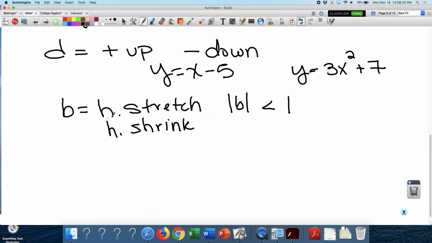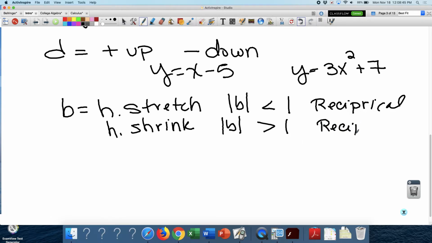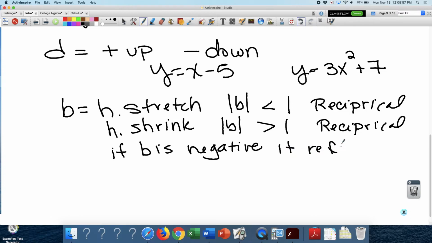So look, B is a horizontal stretch if it's less than 1, and you use the reciprocal. Don't worry, I'll talk about that in a minute. Just get the notes down. Reciprocal is the flip. That's correct. If B is greater than 1, it is a shrink, and we use the reciprocal. And if B is negative, it reflects over the y-axis.